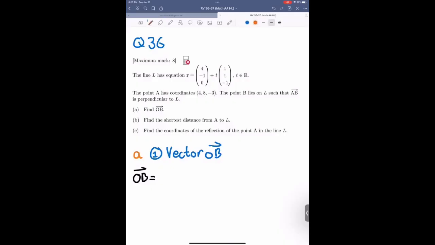All right, let's start off with question number 36. We have a line with the equation r equals the vector (4, -1, 0) plus t times the vector (1, 1, -1). We're told that point A has coordinates (4, 8, -3), and that point B lies on L, such that the vector AB is perpendicular to L.